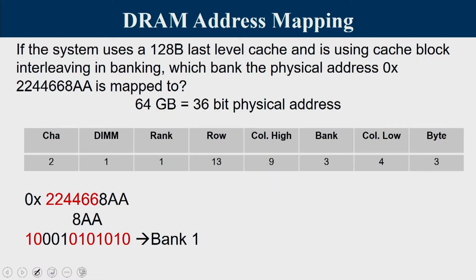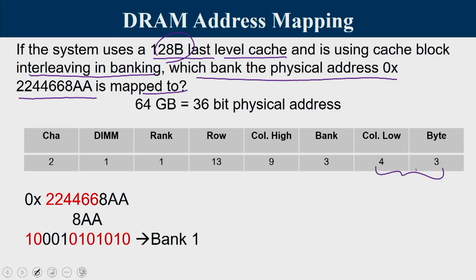Similarly, for the same question, if the system uses a 128 byte last level cache and is using cache block interleaving in banking, which bank is the physical address 0x22446668AA mapped to? Here we are bothered about the 128 byte last level cache. This concept we also learned in our lecture video. We need to carry 128 bytes together because you have to fill up the last level cache. Generally, data from the DRAM is copied to the last level cache.